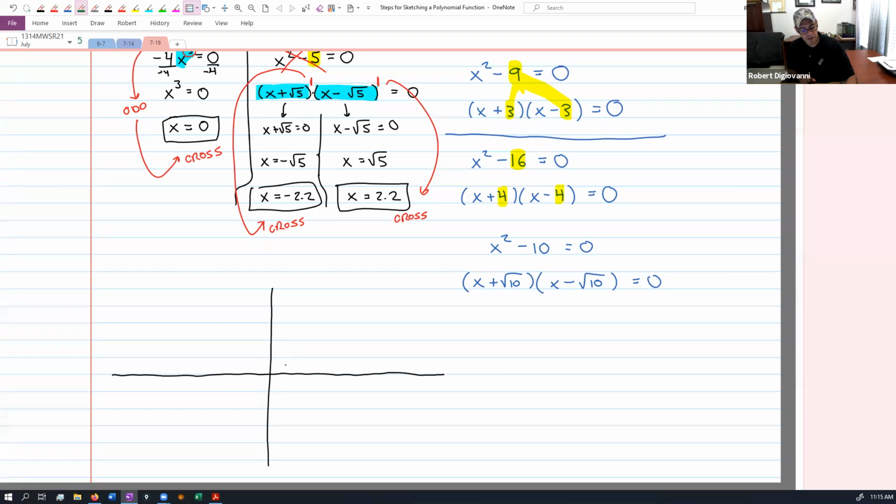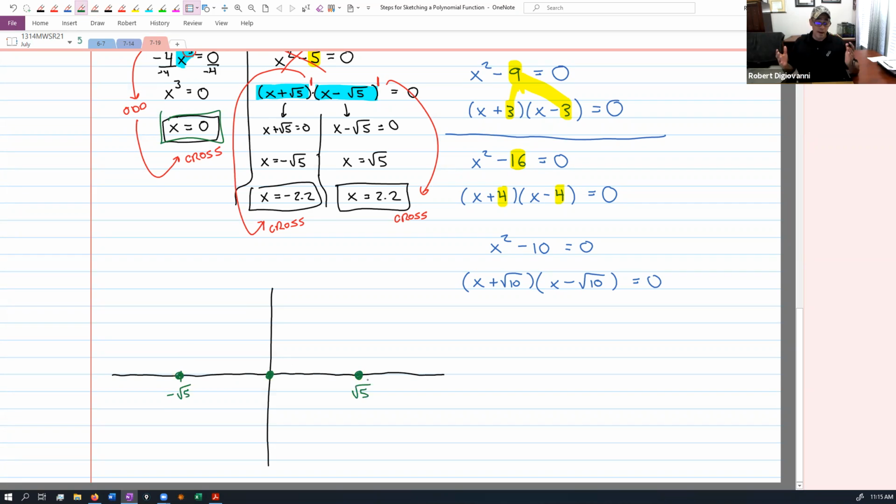Okay, so now here we go. I'm going to put my x-intercepts, 0 here. That's that one right there. And then I have negative 2.2. So I'm going to just go like negative, that's root 5. That's about negative 2.2, whatever, right there. The other one's positive root 5, so I'll put it there.